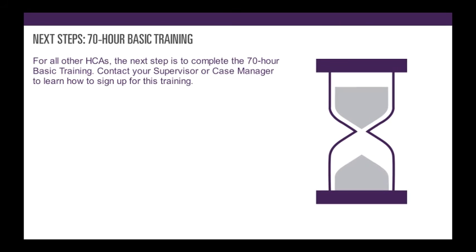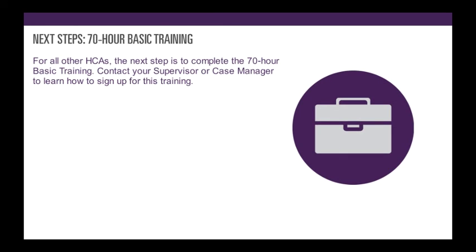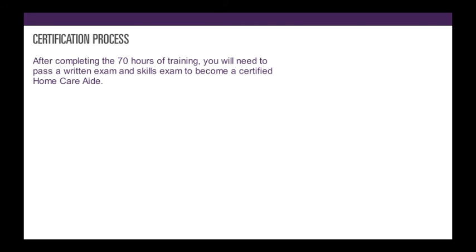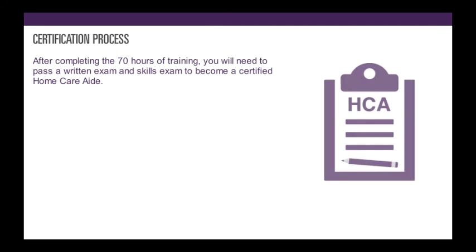For all other HCAs, the next step is to complete the 70-hour basic training. Contact your supervisor or case manager to learn how to sign up for this training. After completing the 70 hours of training, you will need to pass a written exam and skills exam to become a certified home care aide. You will learn more about this in basic training.